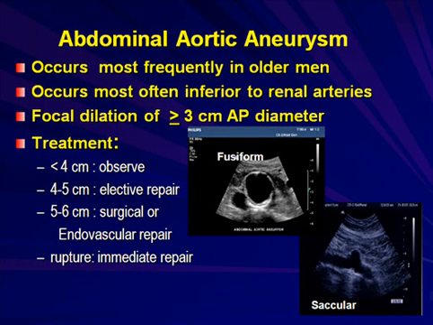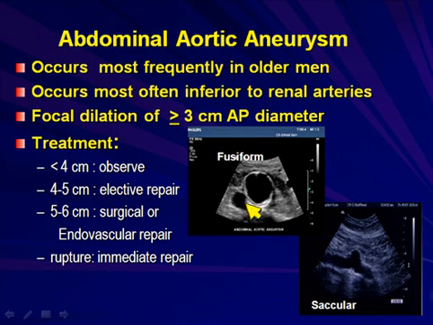It is usually defined as a focal dilatation of greater than or equal to 3 centimeters. Some literature says 3.5 in AP diameter. In general, if they are under 4 centimeters, most centers will observe those. Once they reach about 5 centimeters, they are a candidate for elective repair, and once they get larger than 5 centimeters, usually patients that are candidates are offered surgical or endovascular repair. Of course, if there's rupture, then they would require immediate attention and repair.